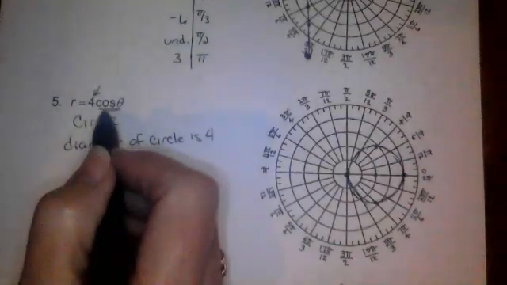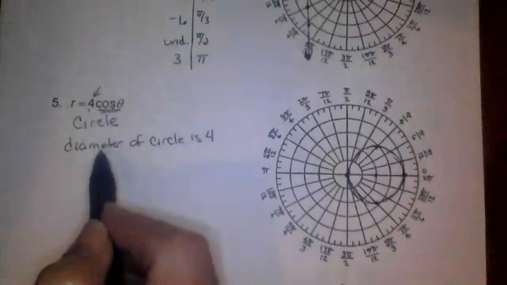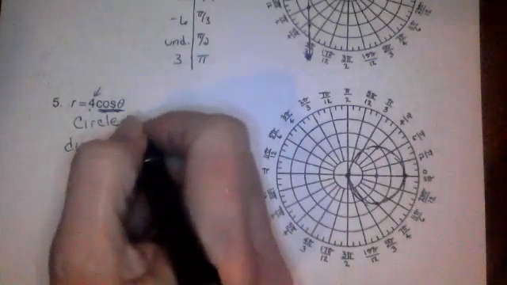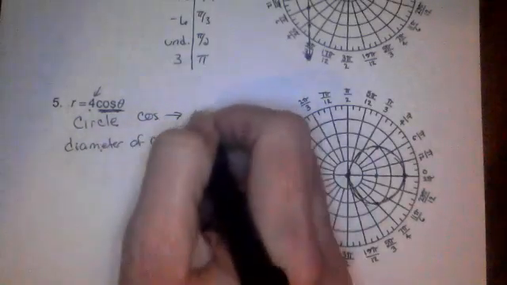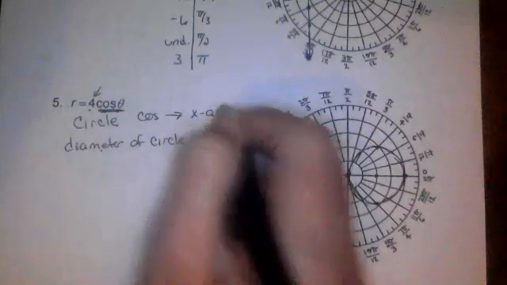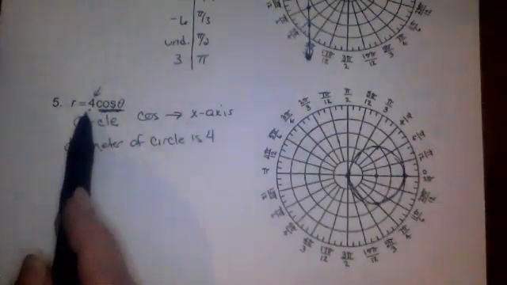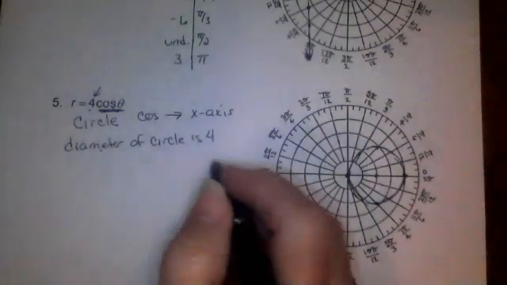So when you see one of these, the number in the front is going to tell you the diameter of your circle. And if it's a cosine, that's an x value. So cosine is going to be on the x-axis. And if this is a positive 4, we're moving to the right. If this is a -4, we're going to move to the left. All right, so let's plot some points.